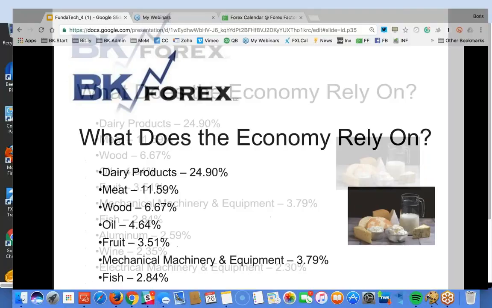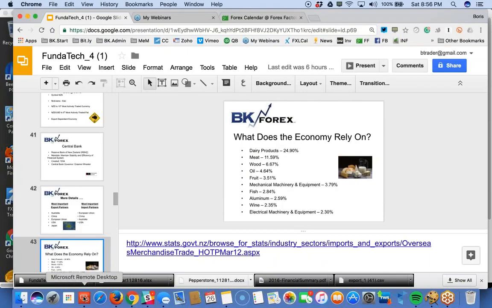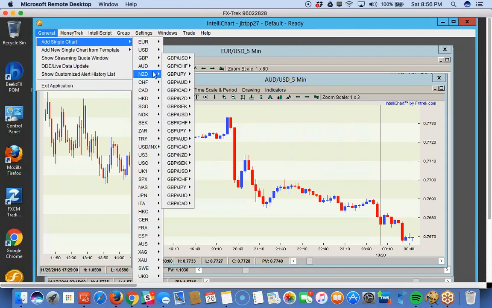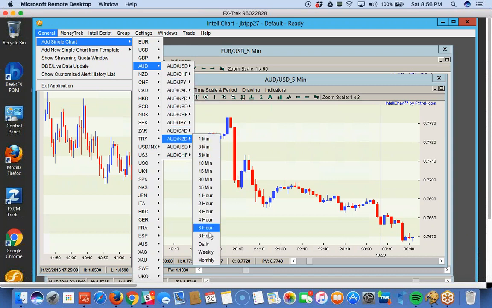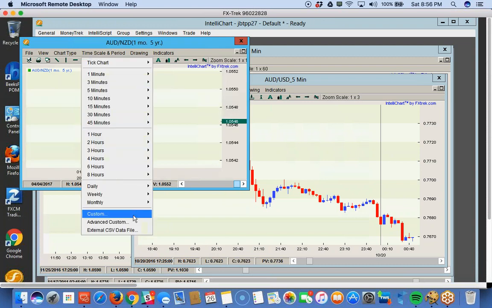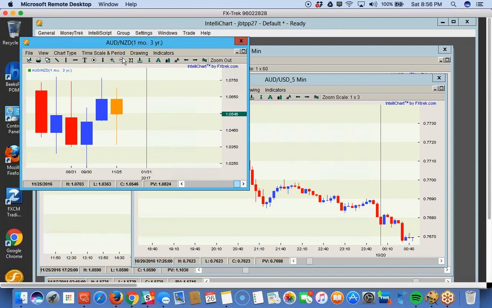Let me just show this to you on a longer-term basis. You can really literally see this in the Australian-New Zealand cross. Let me go to a monthly chart, because I think it's important to see this over 3 years.